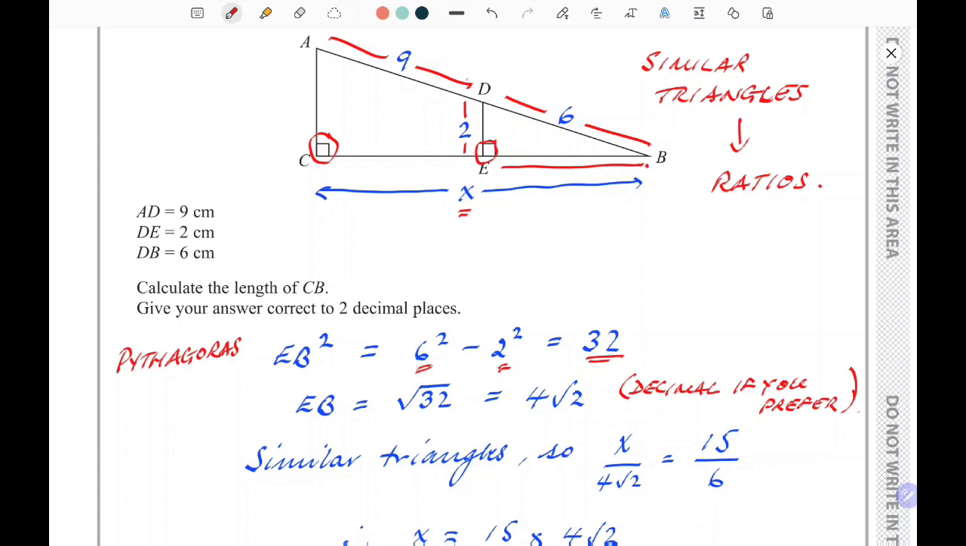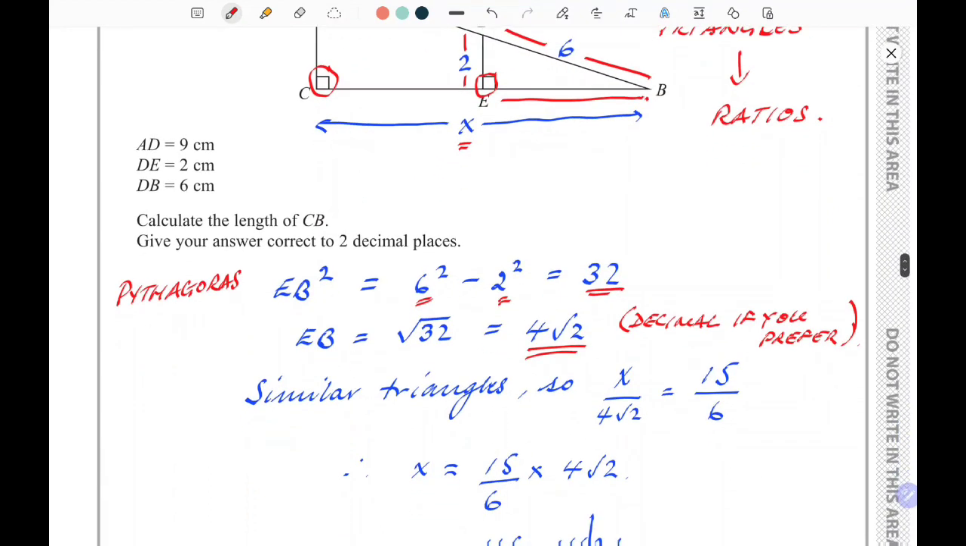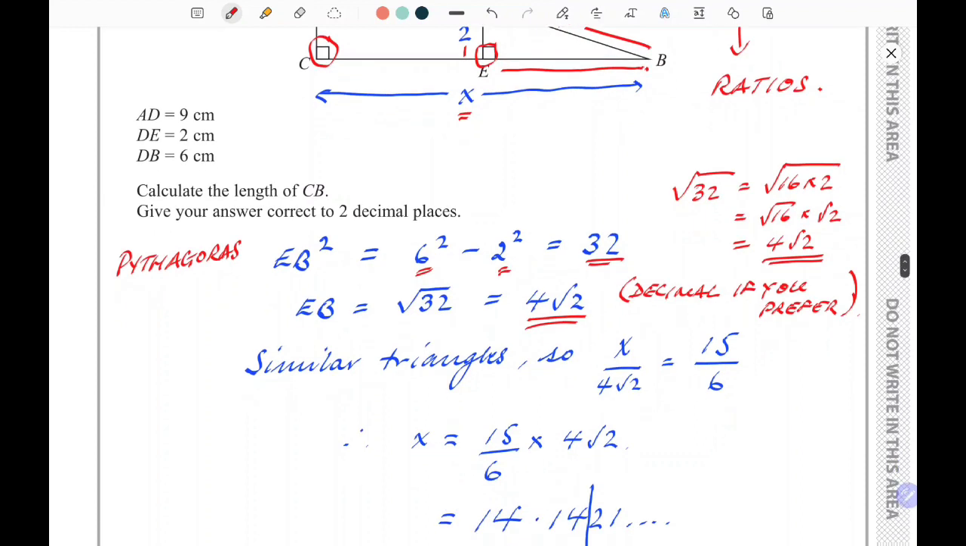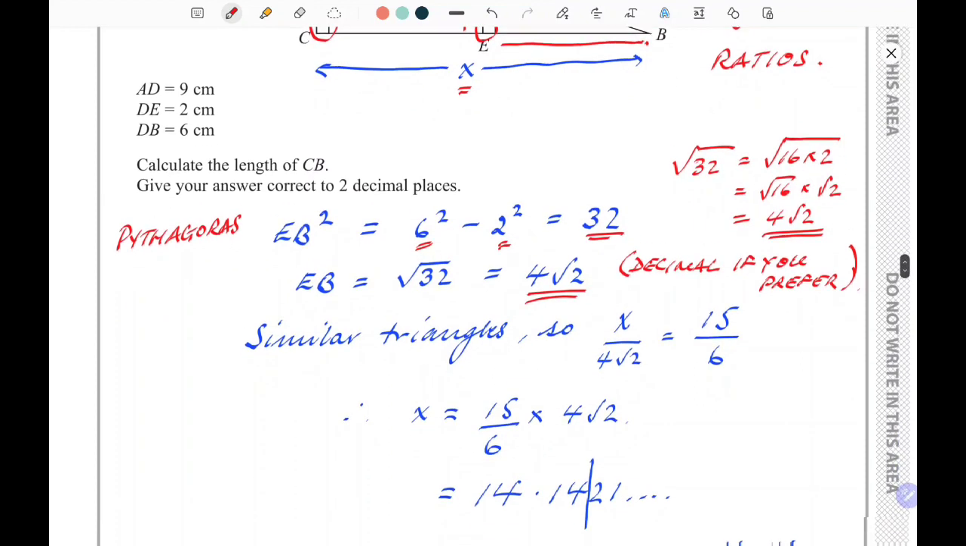Okay, I've chosen to leave it in surd form. That's 4 root 2, because you have a square root. I'm just going to remind you of surds here, actually. It's a good opportunity. Root 32 is the same as square root of 16 times 2, and therefore that is square root of 16 times square root of 2, and therefore 4 times root 2. As I said, you can use the decimal calculation right at the beginning if you prefer.